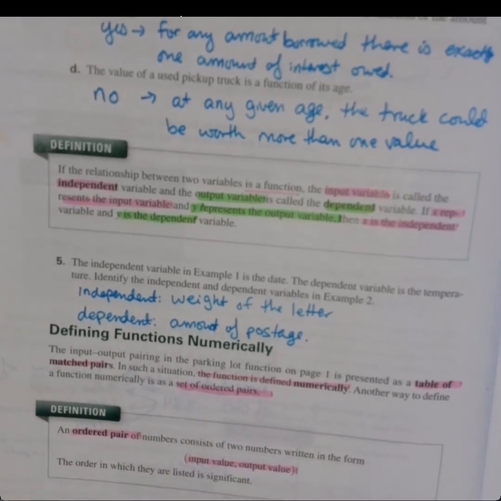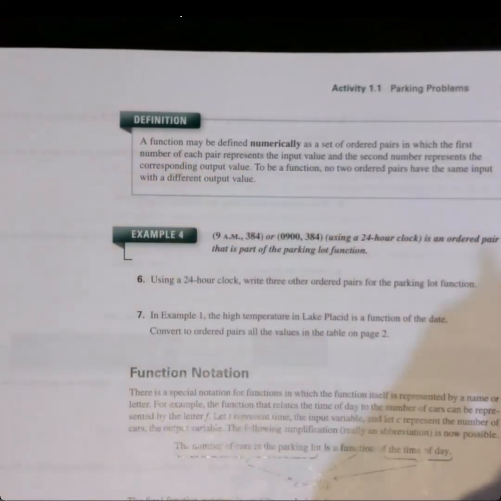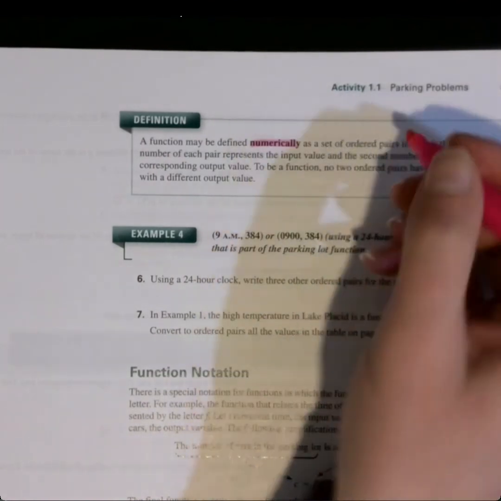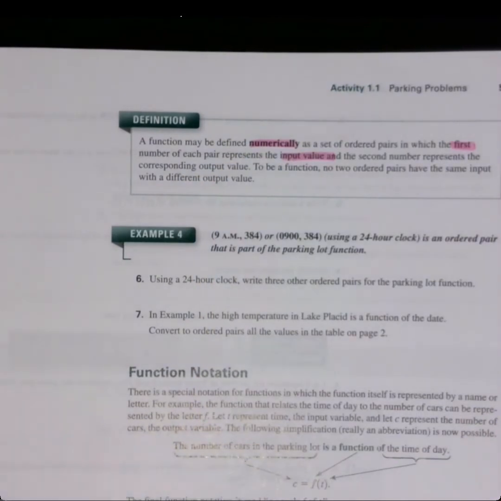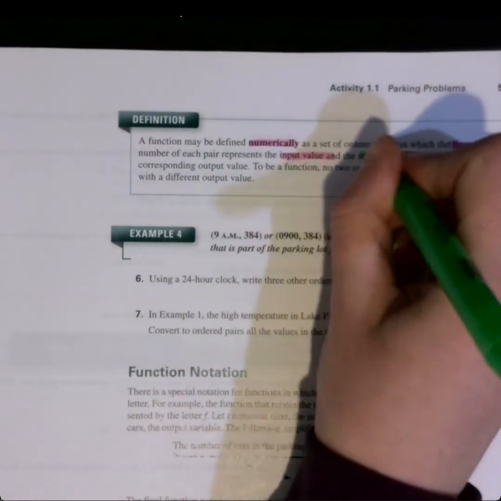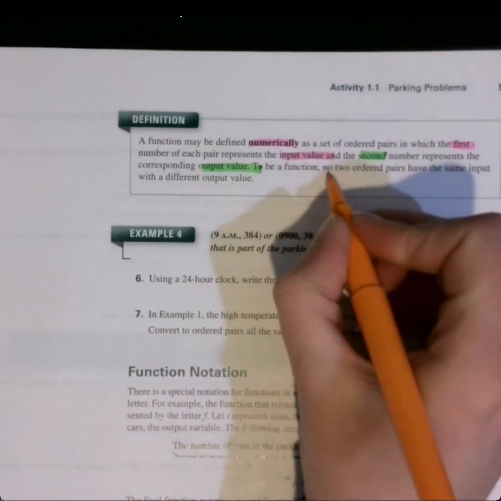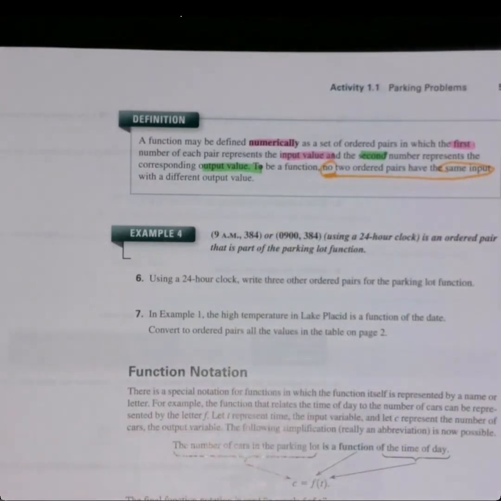All right. So on to our next page. Again, I'm going to skip example 3. Please read through it. A function may be defined numerically as a set of ordered pairs in which the first number always corresponds to the input. So first is our input value, and the second number in the ordered pair always corresponds with the output value. To be a function, no two ordered pairs have the same input with a different output. So to be a function, no two ordered pairs have the same input. So no same inputs with a different output.